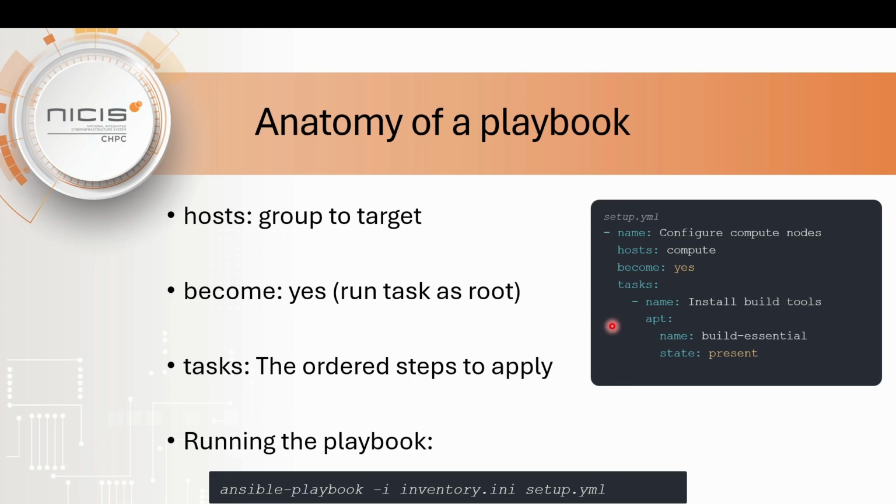With this task, the name is install build tools. And then the particular module we're using is apt. As you can see, the module name is build-essential and state present. What this means is that I want you to install build tools on a node if build tools, or build-essential, is not there. So you would run this Ansible playbook using this command here at the bottom. So it would be ansible-playbook -i inventory and then the name of the playbook.